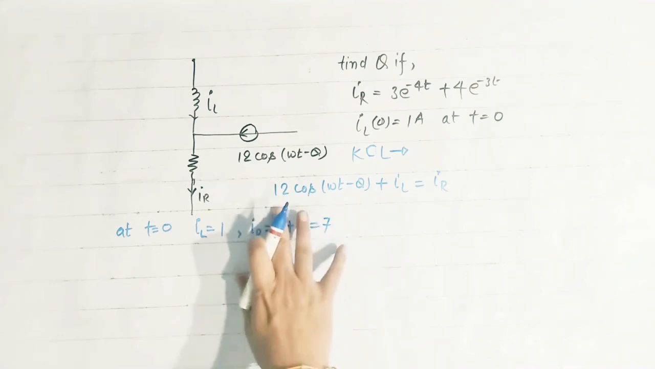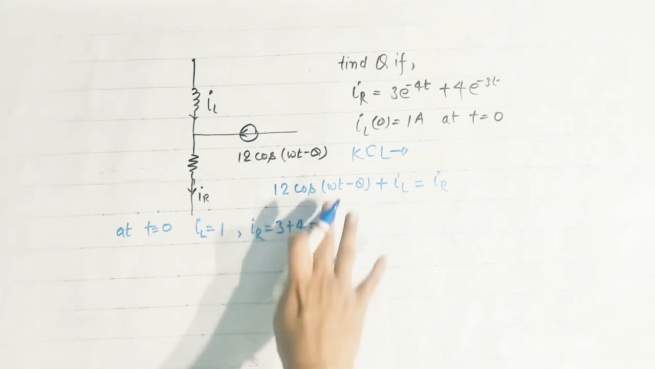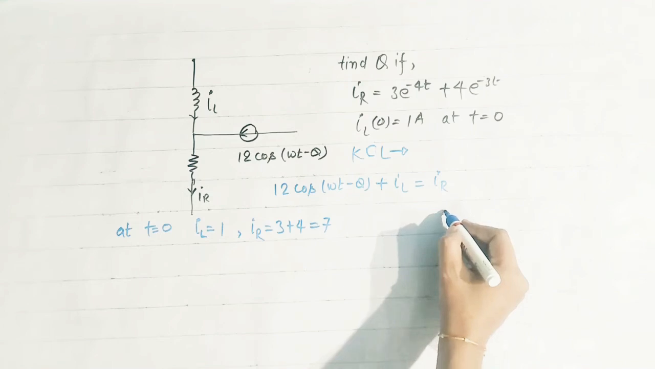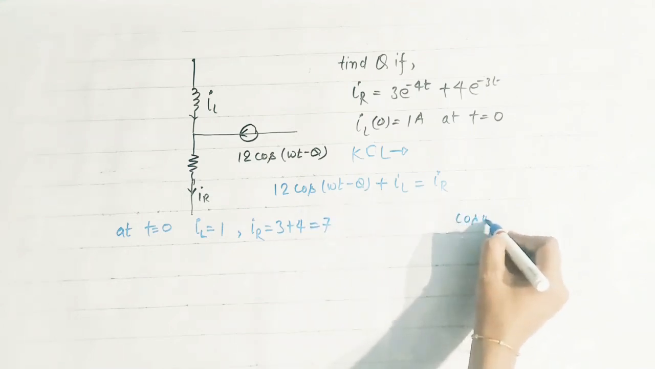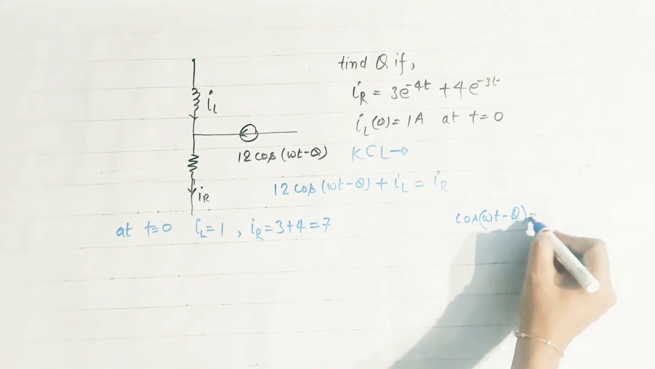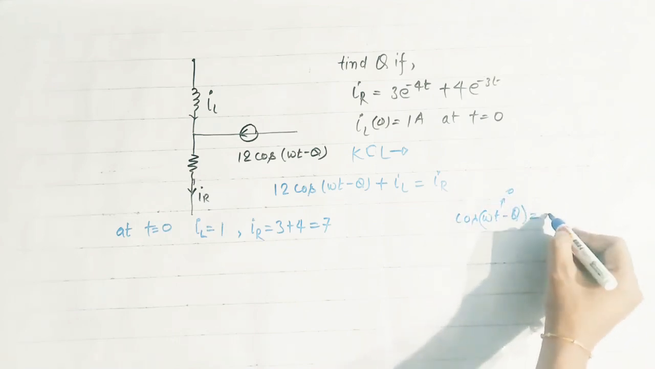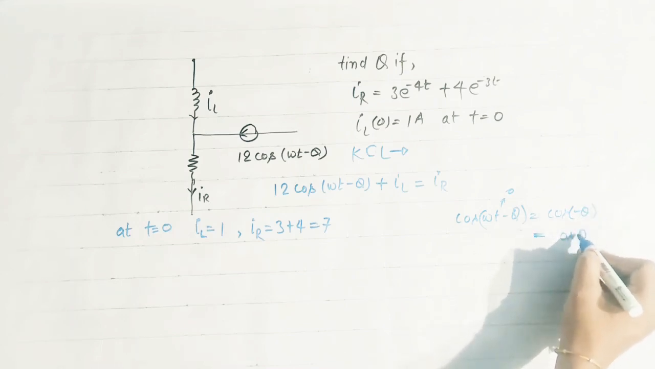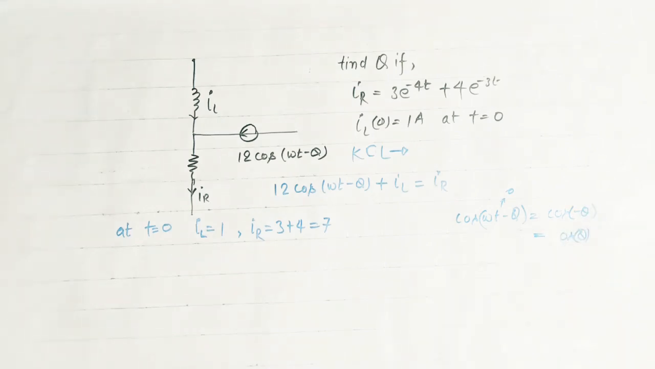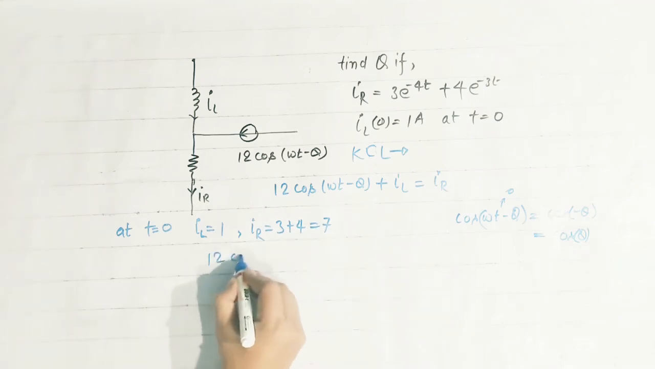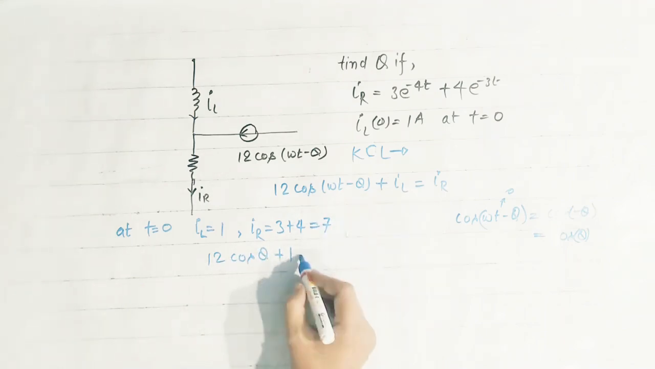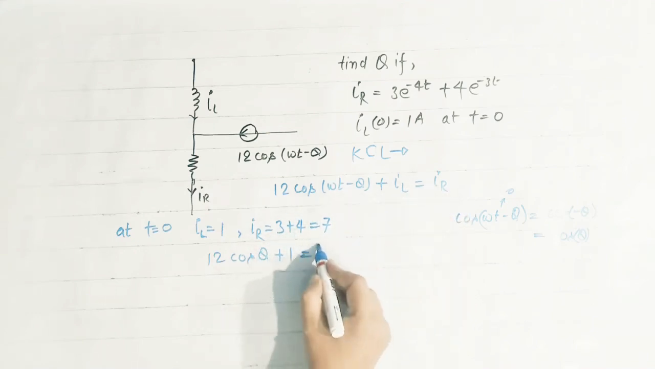And what is the value of this 12 cos(omega t minus theta) at t is equals to 0? If we put t is equals to 0 here, we get cos(minus theta), and that is equals to cos theta, because cos of minus theta is equals to cos theta. So putting all these things, we get 12 cos theta plus 1, because IL(0) is equals to 1, plus IR is equals to 7.